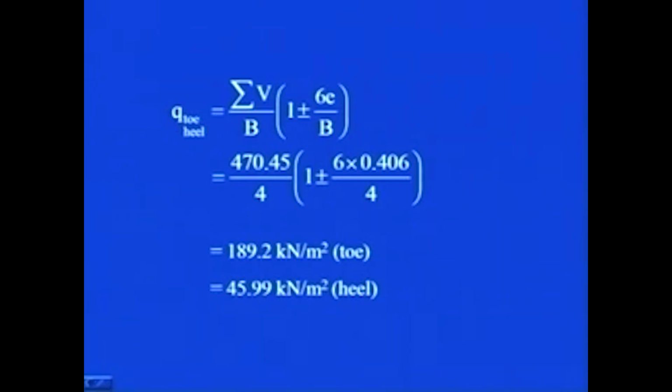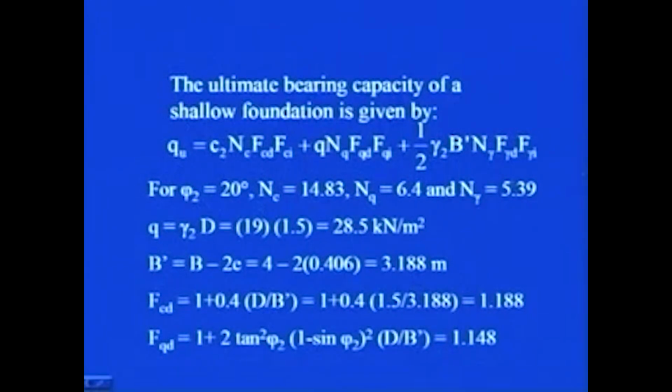Now this is the Q max that we have found out. So Q max value is 189.2 kilonewton per meter square. We need to find out Q ultimate also, so let us see how we can do that. The ultimate capacity is given by this standard equation. For different values of phi you have standard tables. You can pick the shape factors and bearing capacity factors accordingly, which are Nc, Nq and N gamma. These values have been picked from the standard table.